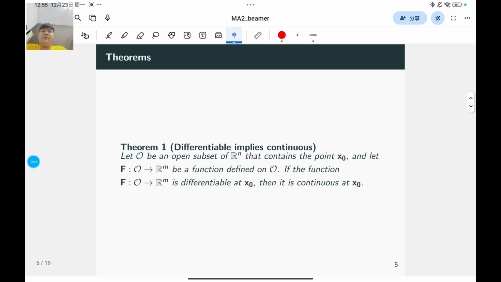Okay, let's see the theorem. Theorem 1. This theorem is for differentiable implies continuous. The first sentence is the condition we always use later, so I will just simply go through it. Let f be a function defined on a domain O. If the function is differentiable at x0, then it is continuous at x0.